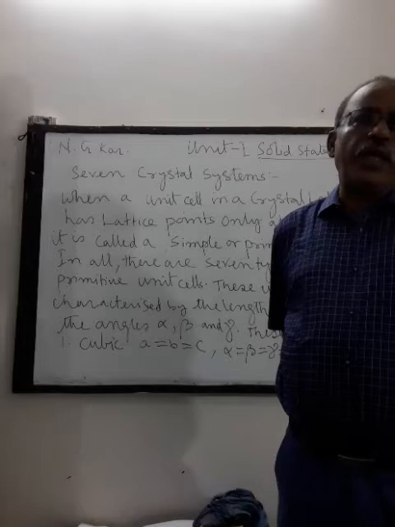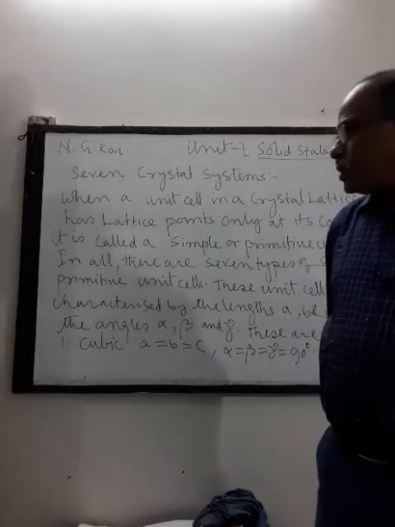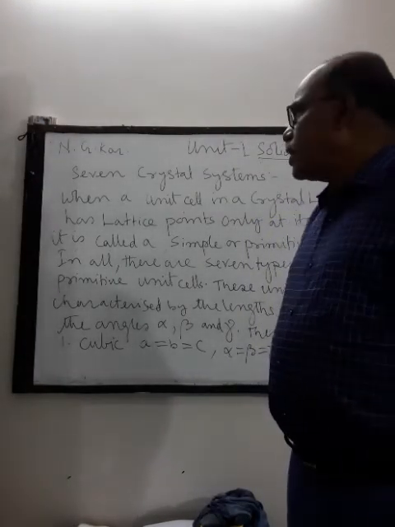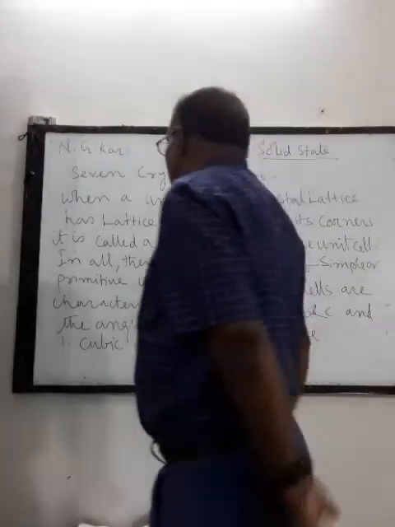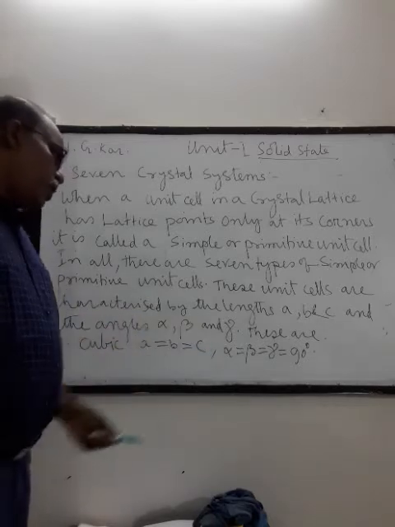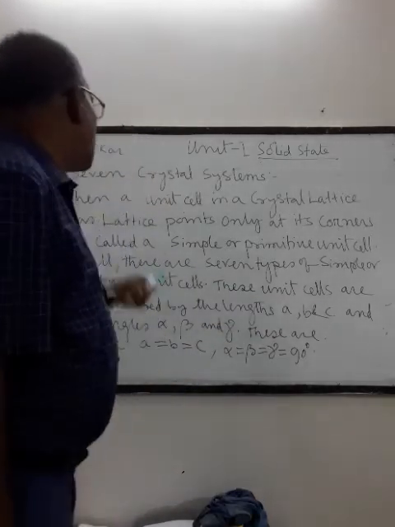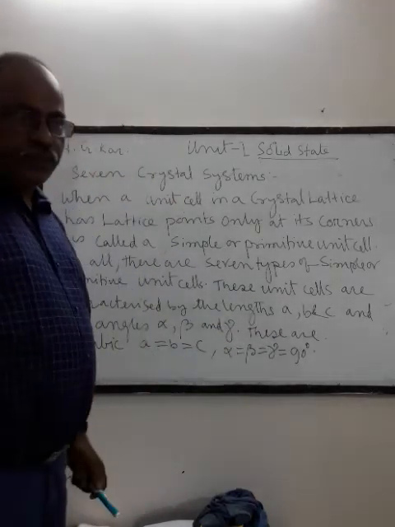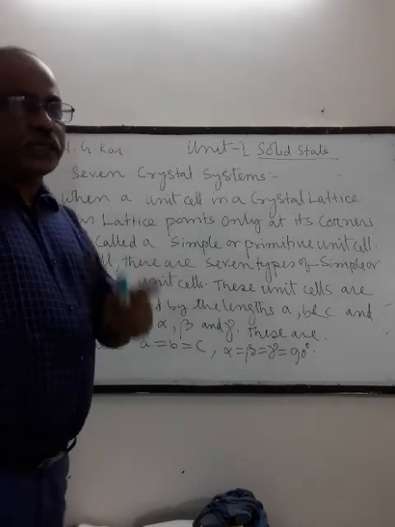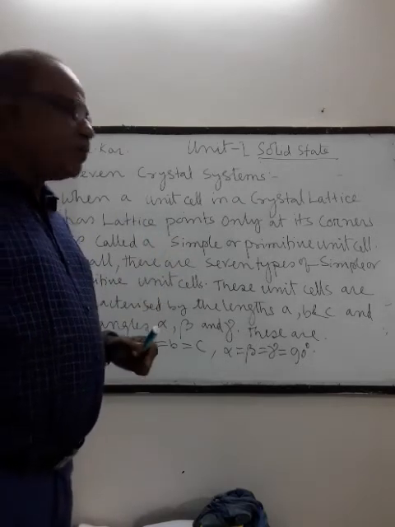So depending upon A, B and C and alpha, beta and gamma, unit cells are of 7 different types. So depending on alpha, beta and gamma, that is the angles between sides, and the 3 sides, there are 7 crystal systems. There are a total of 7 crystal systems depending upon A, B and C, that is the sides of the unit cell, and also the angles between them.